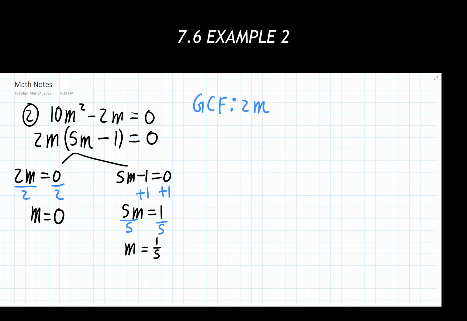Now I did a check off to the side here using a calculator already, and these two are indeed our final answers. If you wanted to, you could write everything out using the methods we did in example 1, or you can plug this into your calculator and check each of those individually in the original problem. Either way, our answers for number 2 are m equals 0 and m equals 1/5.